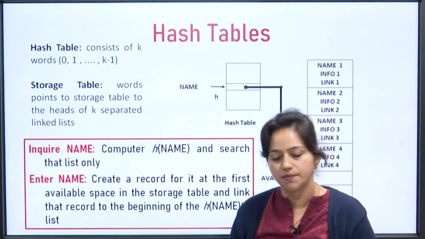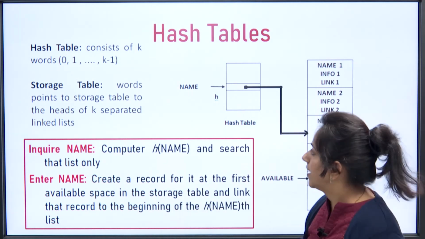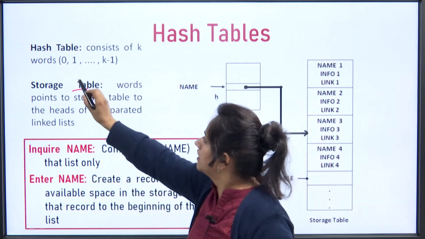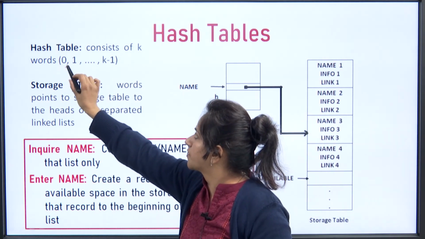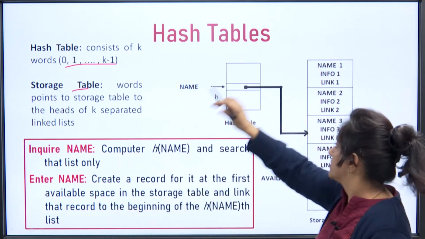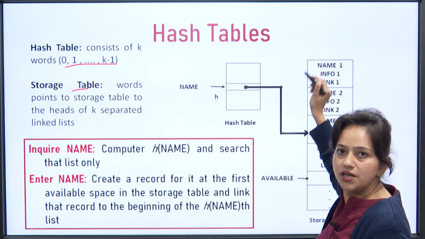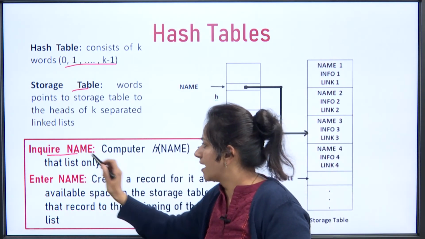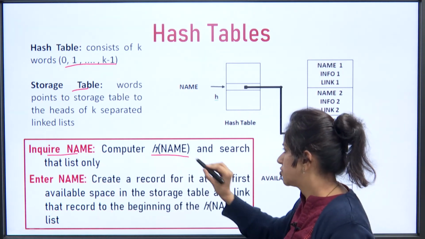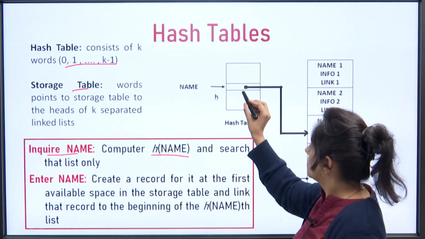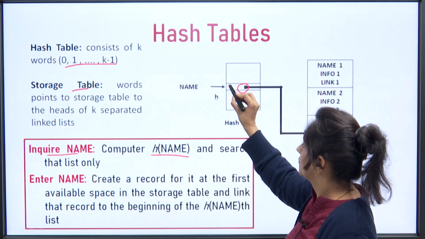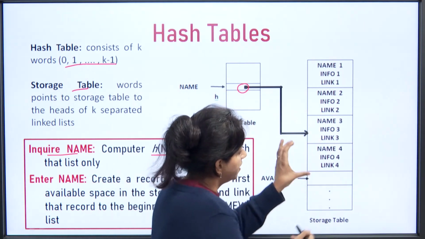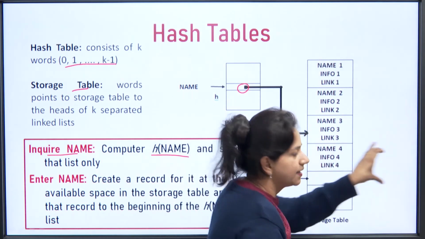Now next is the hash table. Here we will have two tables. One is the hash table, second is the storage table. In the hash table we will keep the hash values from 0 to k minus 1, and in the storage table we will store information like name, info or link. If we want to inquire a particular name, then we compute the hash value, and based on that hash value, suppose this is 5, we go to the 5th list, and then look for the record in that particular list.